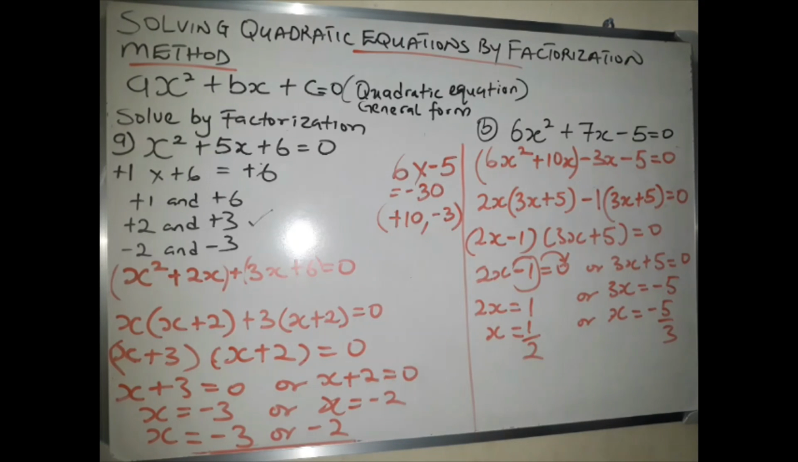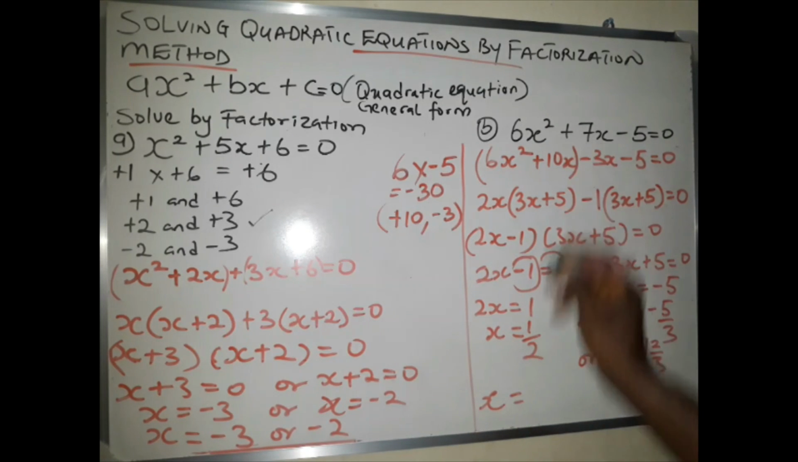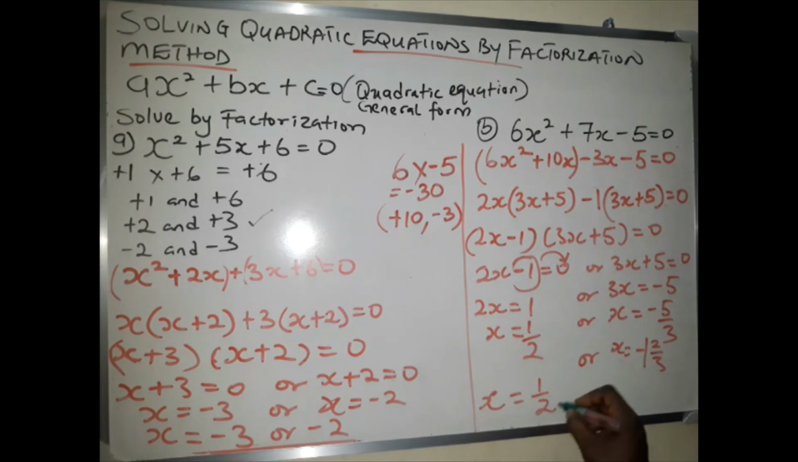You all know that this is what we call an improper fraction. So when you want to convert it from improper to a mixed number, it's going to give you x is equal to what? Minus 1 whole number 2 over 3. So the value for x for this equation will be 1/2, or minus 1 whole number 2 over 3. So that is how you use the factorization method to solve a quadratic equation.